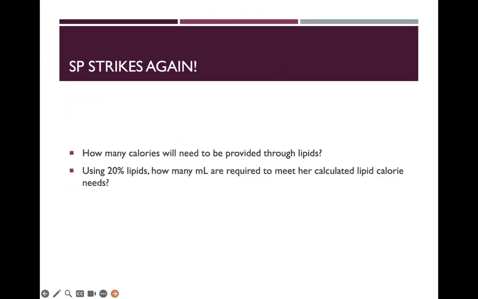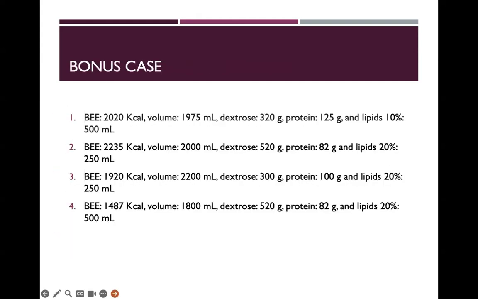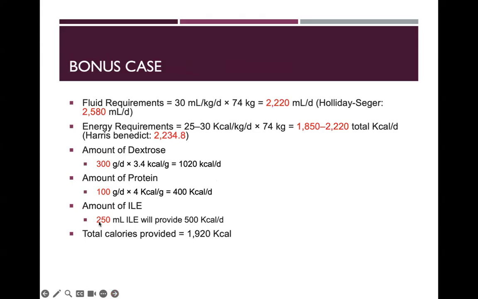Okay, so if you go back to the problem, we said that she is using 250 mLs of the 20%. So for every 1 ml, there are 2 kcal. So 2 multiplied by 250 is 500. Gotcha. Thanks. No problem. Other questions?